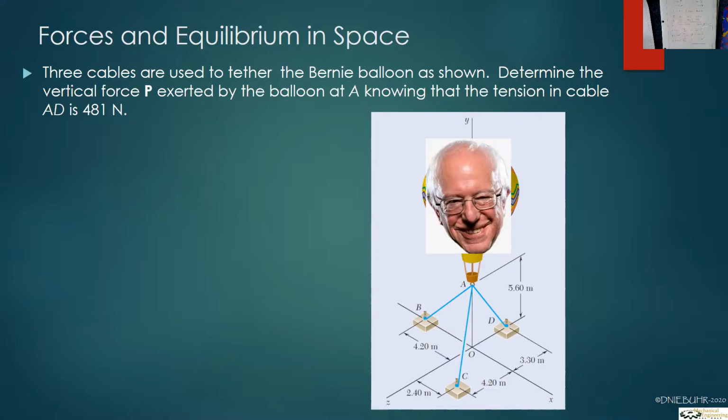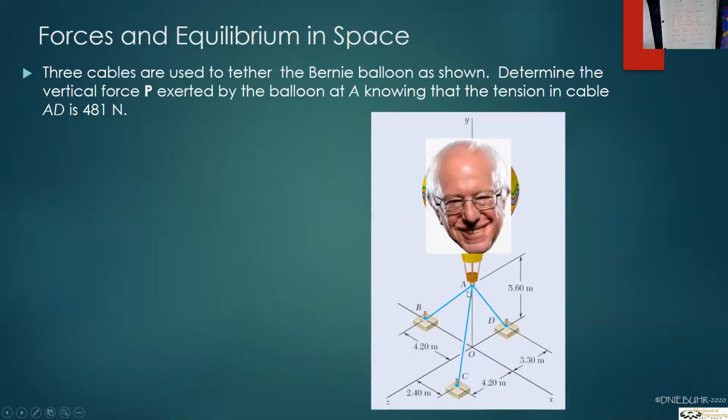So here's the actual problem. Three cables are used to tether the balloon as shown. You want to determine the vertical force P exerted by the balloon at A, knowing that the tension in cable AD is 481. Here's cable AD, you know that scalar value. So you ask, well, how do I do this? Well, first thing I would do is draw your free body diagram. So you know you have a force coming up, and then you have three forces going down at these respective vectors.